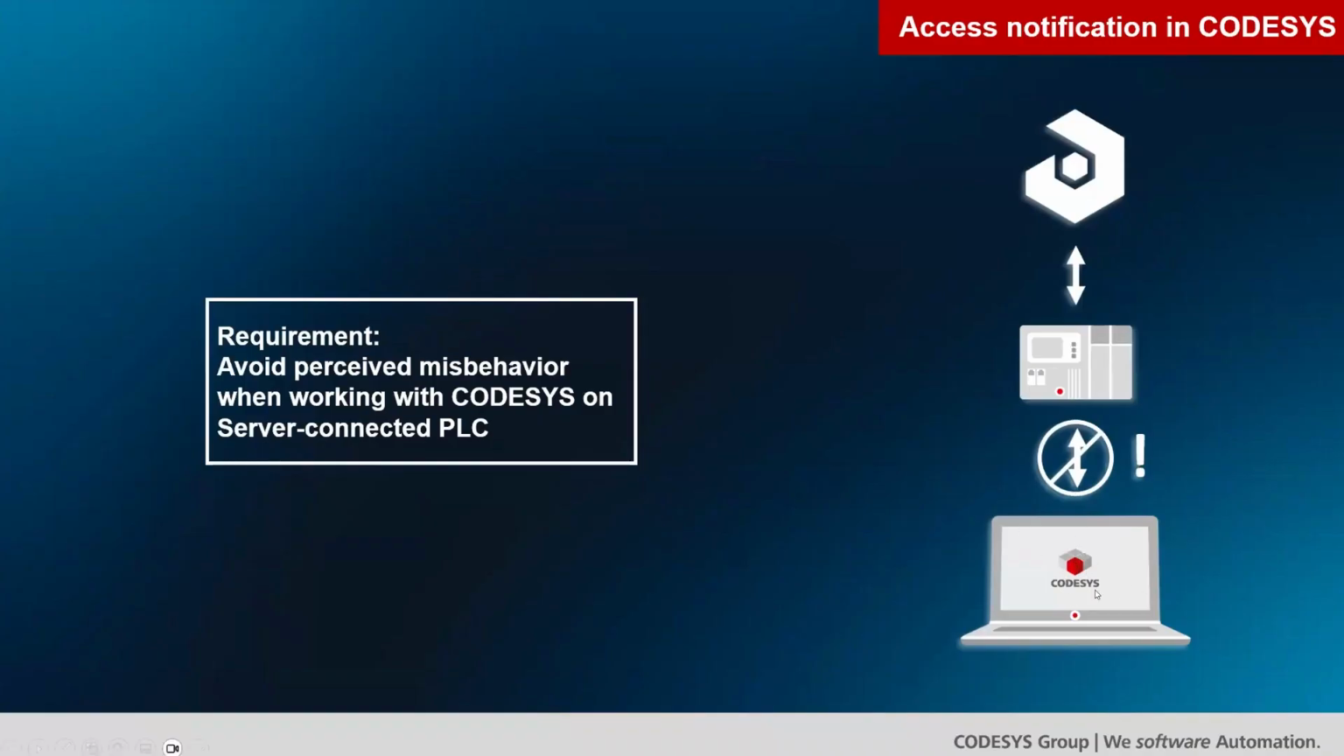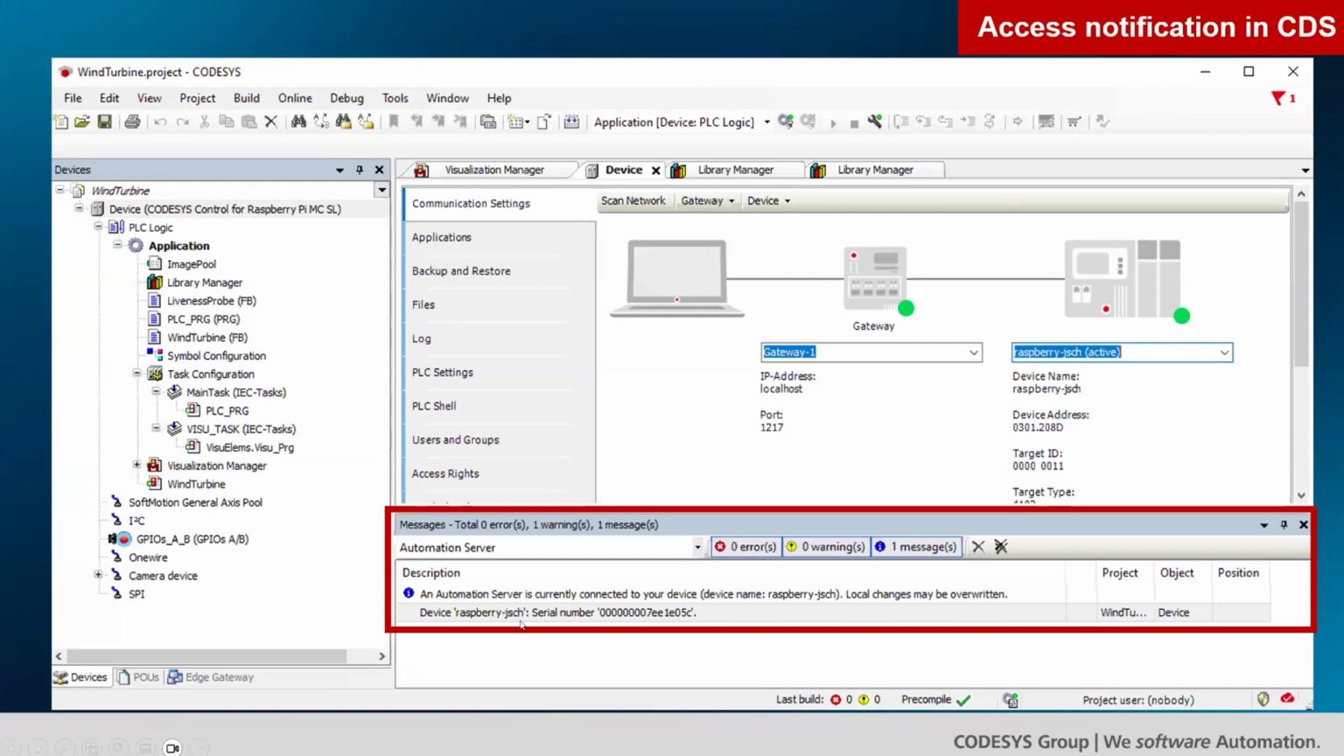So you can connect with the CODESYS development system to a device, to a PLC, but in case the automation server has, let's say, the priority, it will override your updates from the CODESYS development system. So there may be a mixture when you're working from both sides. Therefore, here just a screenshot. The CODESYS automation server will tell you in the message window of the CODESYS that the automation server is connected, so local changes may be overwritten. So this indicates why possible misbehavior is acting as it is.